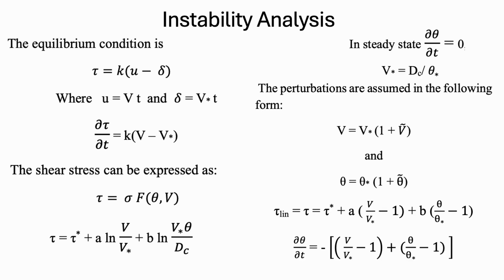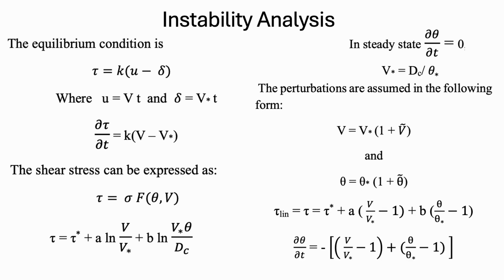So U is nothing but the slip rate times the time, U equals Vt, and the slip is the reference slip rate, which was the slip rate at time 0, or the initial slip rate, times the time. And if you take a derivative of it, you will get that del tau by del t is equal to K times (V minus V star).